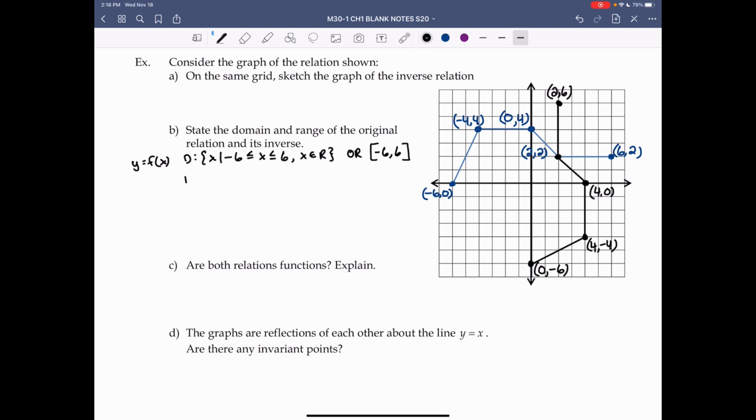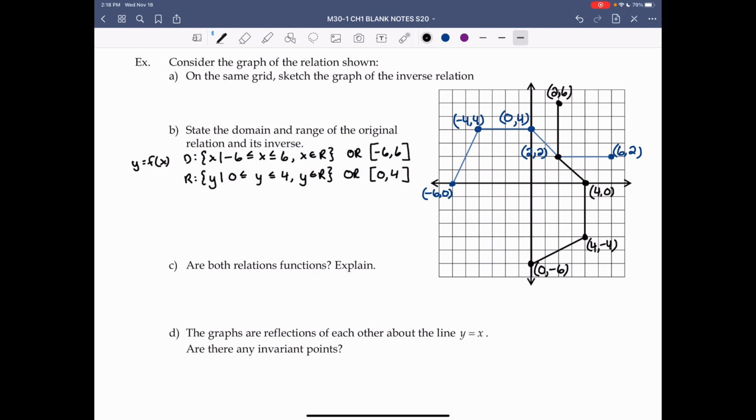The range for y equals f of x is y such that the lowest y value is 0. The highest y value is 4, y is a real number. In interval notation, it'd be [0, 4]. Both of those endpoints are included, so square brackets for both.